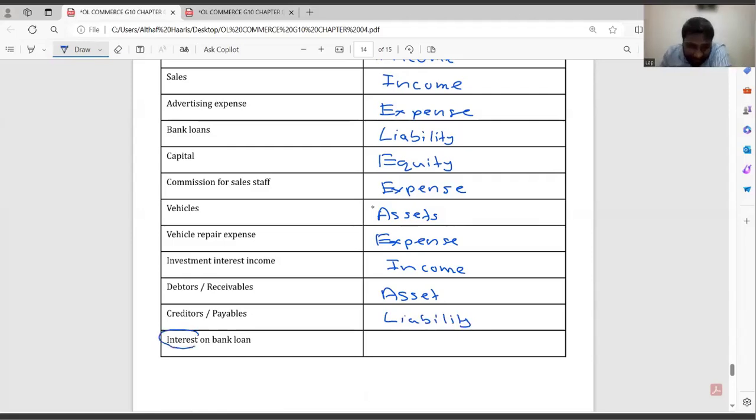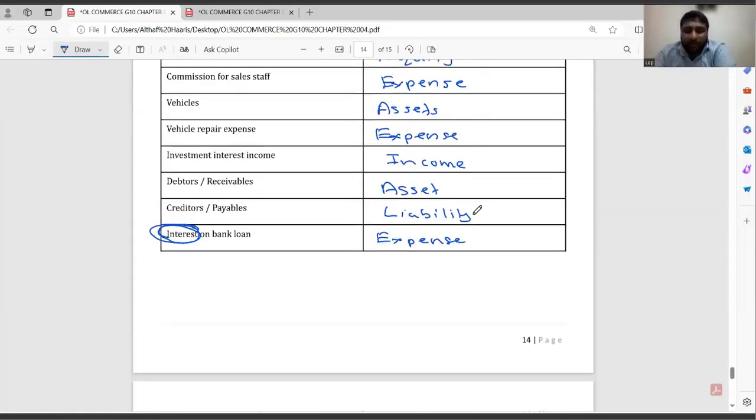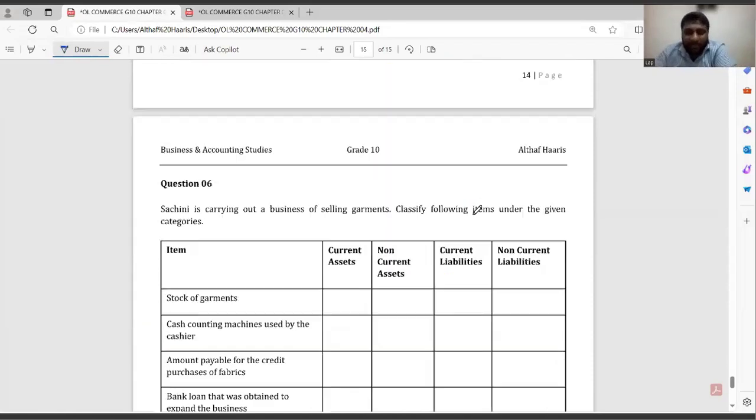Interest. Bank loan interest. What is that? Interest for the bank loan, not the bank loan. You took a bank loan. Bank loan is liability. You have to pay interest for that. It is expense. People who are done with that, jump to the next question.